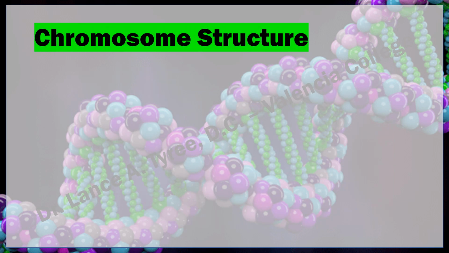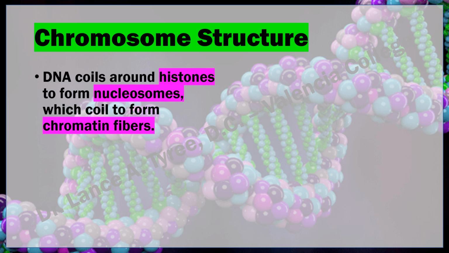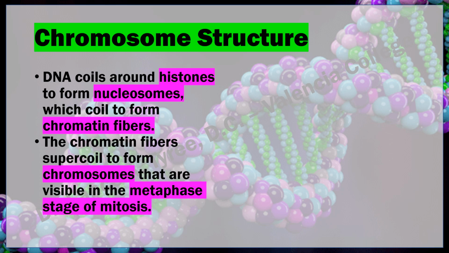Now with the chromosome structure. DNA coils around these things called histones to form a nucleosome, which coils to form a chromatin fiber. The chromatin fibers supercoil to form chromosomes that are visible in the metaphase stage of mitosis. We haven't gone over the cell phases yet, but know soon we're going to be seeing one called metaphase.